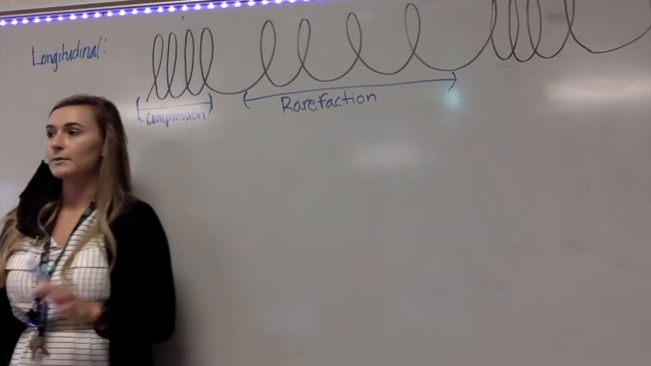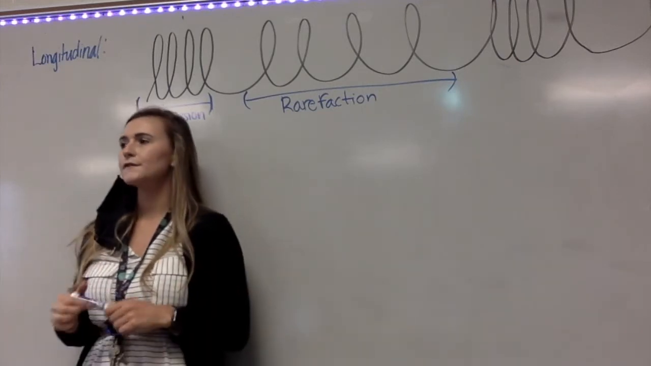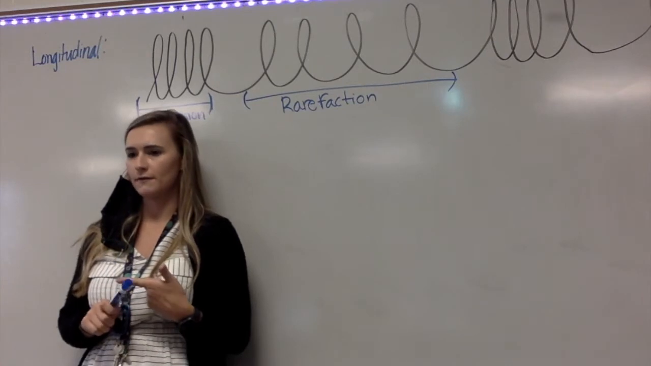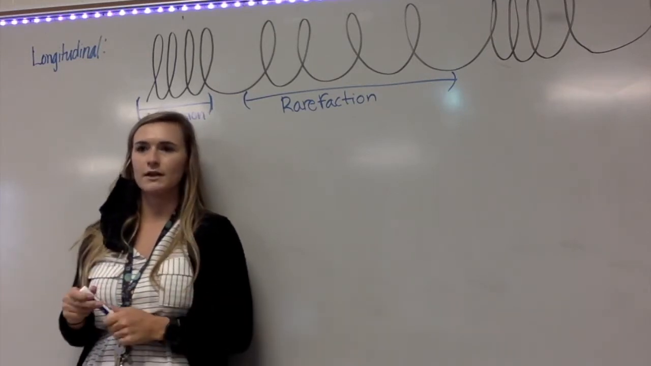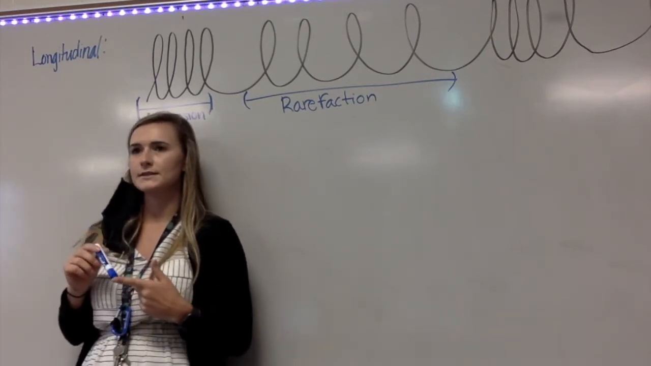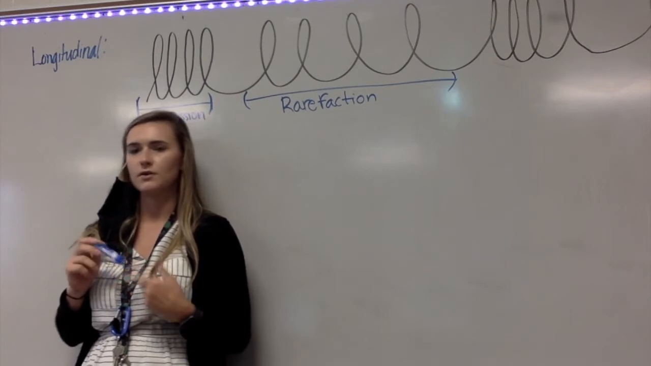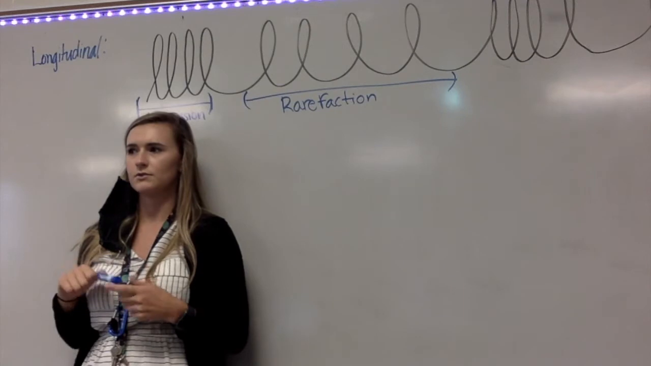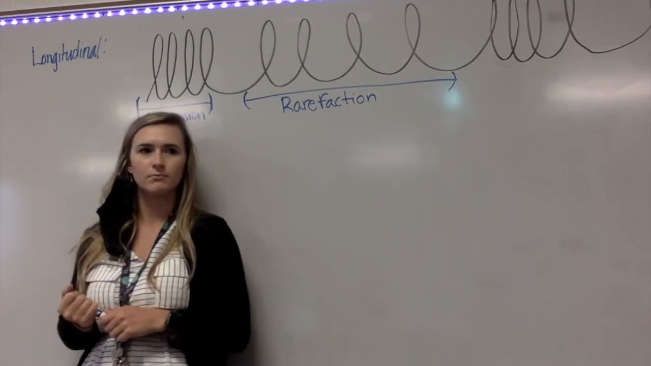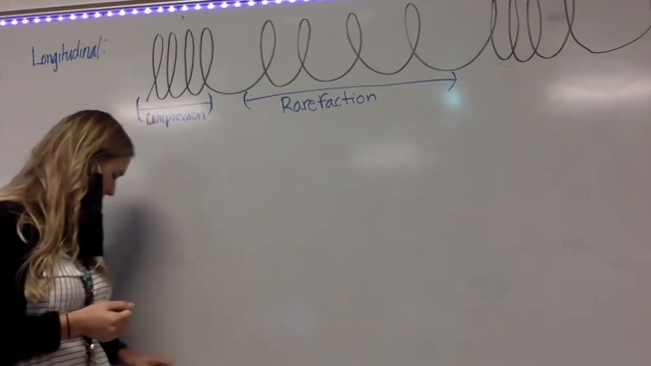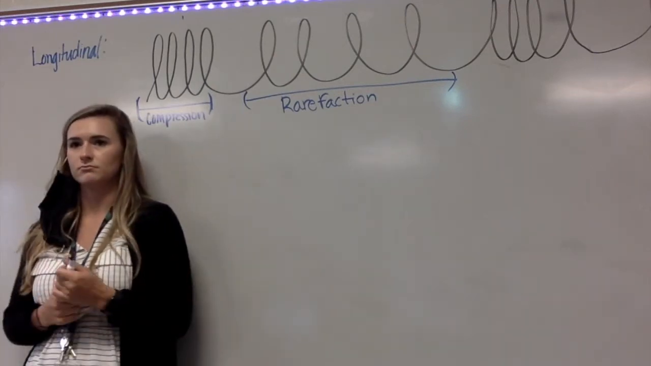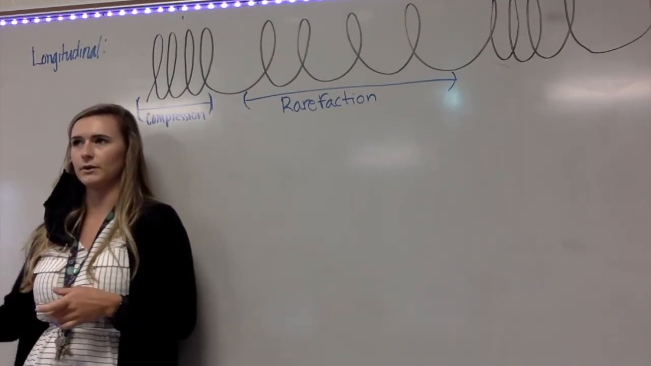Now, wavelength. Remember, that's what we're looking at. How do you find a wavelength for a longitudinal wave? Well, let's go back to our definition of what a wavelength is. A distance from any point on a wave to an identical point on the next wave. What would you guess that maybe a wavelength would be? What would a wavelength maybe be for a longitudinal? Any point to an identical point.